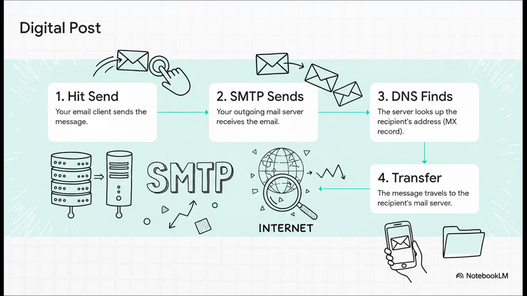The moment you hit send, your email app hands the message off to your outgoing mail server. Think of that as your local post office. That server then looks up the destination in the internet's giant address book, finds the recipient's mail server, and sends your message zipping across the network. The recipient's server then holds onto that email until their app is ready to pick it up.